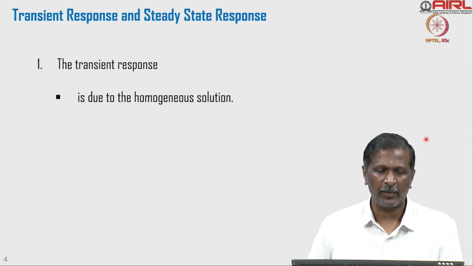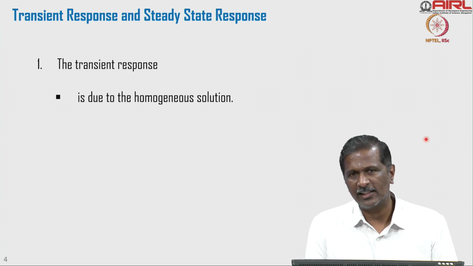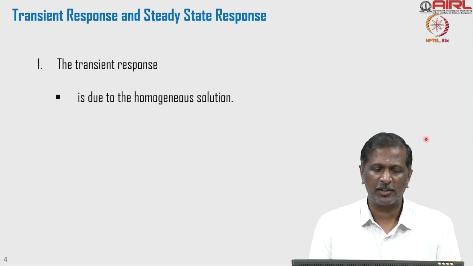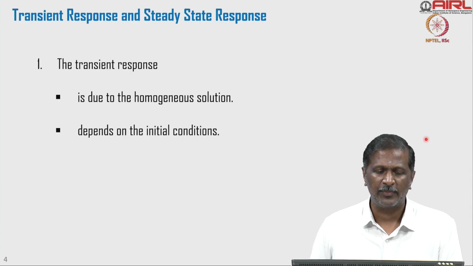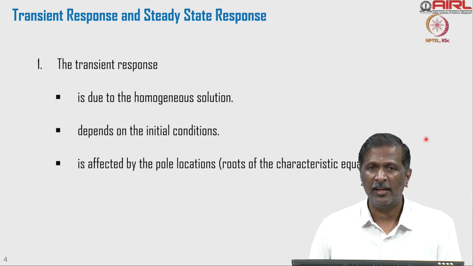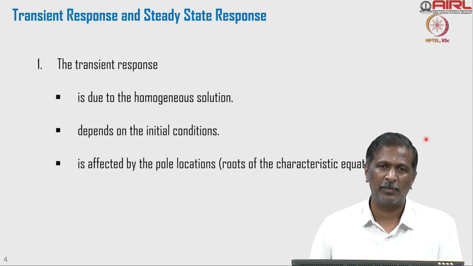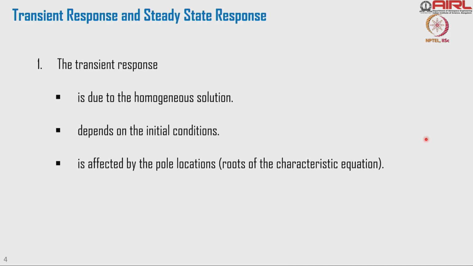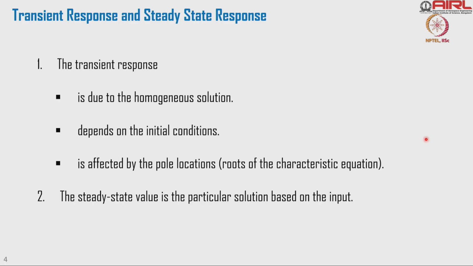Okay. Now let us look at the transient response itself. Transient response is due to the homogeneous solution. It depends on the initial condition of the system. It is also affected by the poles, which are the roots of the characteristic equation and define the pole locations. Whereas the steady state value, which is the particular solution, is purely based on the input, and the structure of the response will be similar to the input.